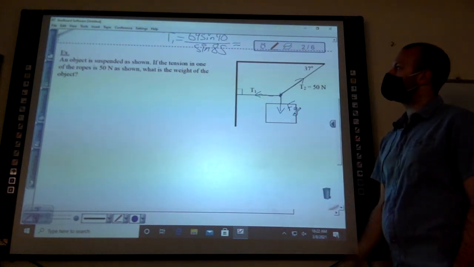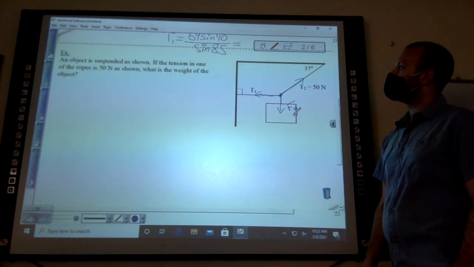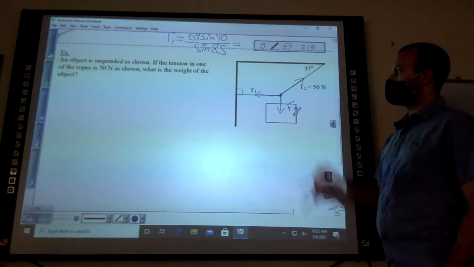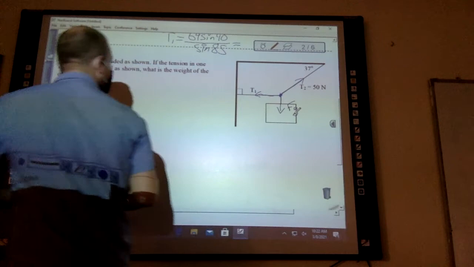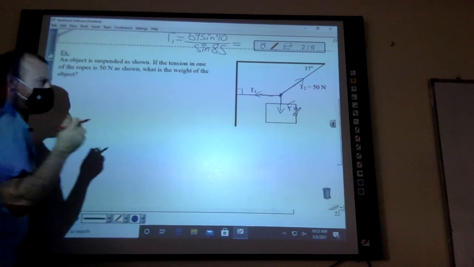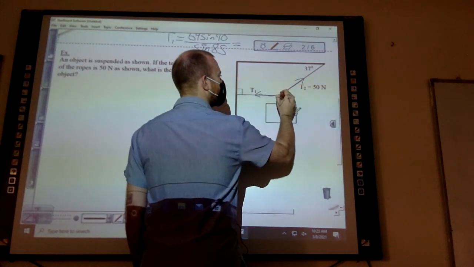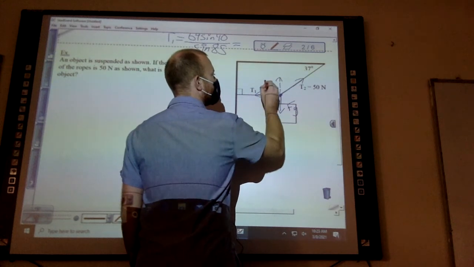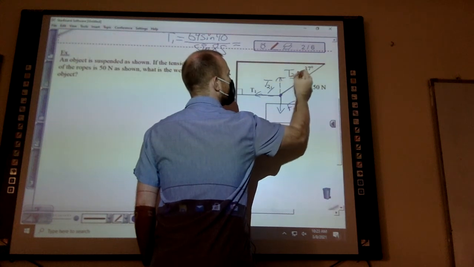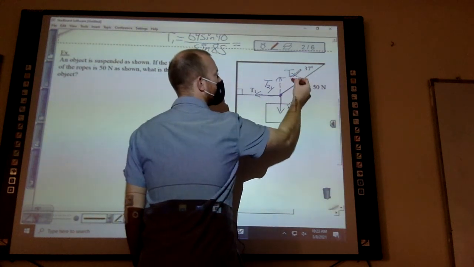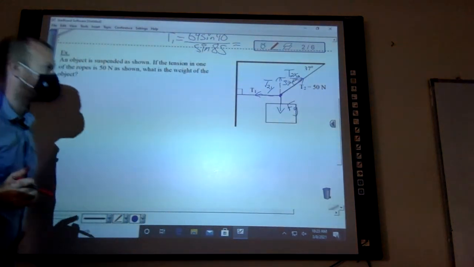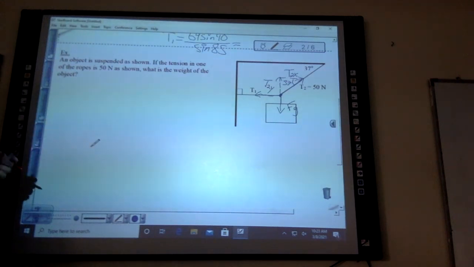So an object is suspended, so it's at rest. If the tension in one of the ropes is 50, so we're told that, what is the weight of the object? So what is Fg? Notice I don't even care about T1. But what I can do with this, let's just split this up. So I've got T2y here, T2x here, and from this I know this angle is 37, just by looking at my angle here and extending it into the triangle. So that is my diagram.